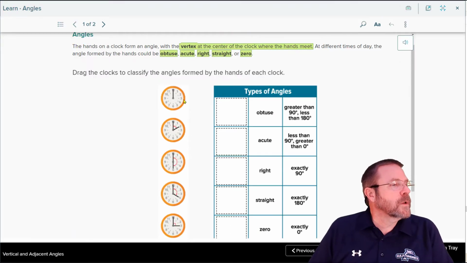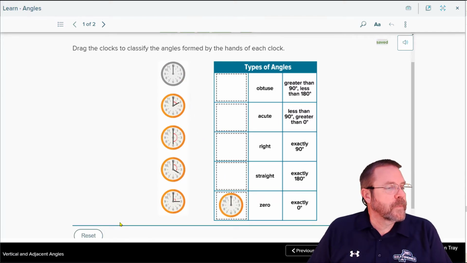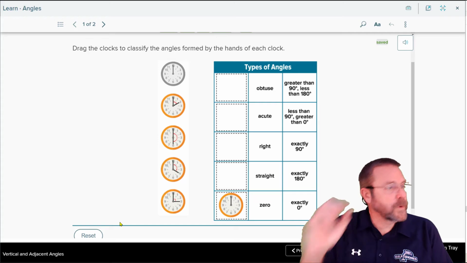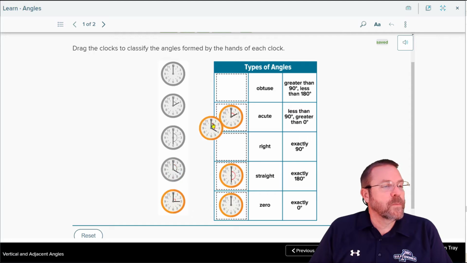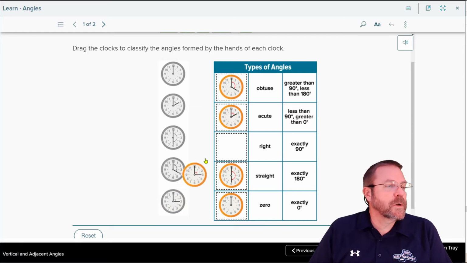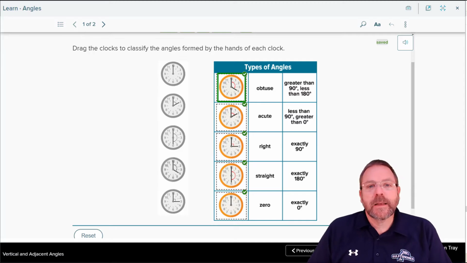So let's see here. We need to take a look at this one. Move the clock hands. That is going to be a zero angle because there's no space in between them at all. This one here is going to be an acute little angle. This one is going to be a straight angle because it makes a straight line. This one's going to be an obtuse angle because it is a measurement greater than 90 degrees and less than 180. And then our right angle, that's going to measure exactly 90 degrees.